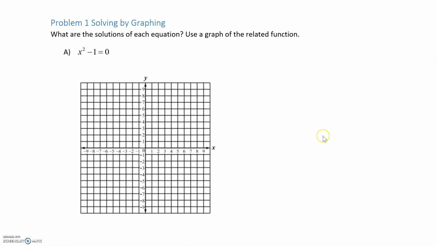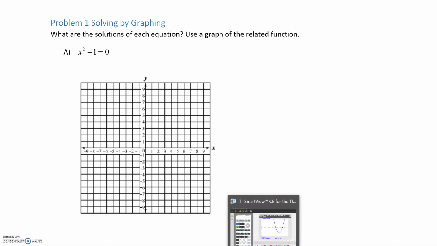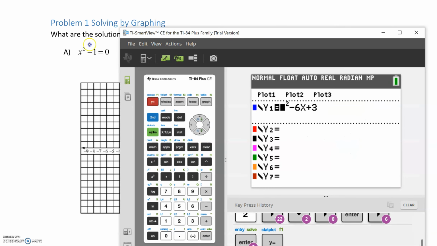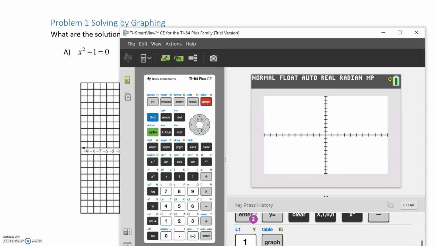Right now, we have x squared minus 1 equals 0. I'm going to go back to y equals and clear it out, and type x squared minus 1. Once I do that, I'm going to hit graph to see what it looks like. We know it's going to hit two different points, so we can go back and look at our zeros.